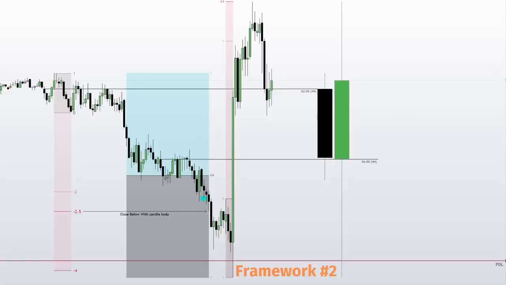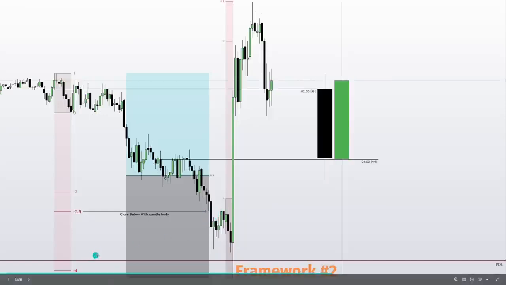and you don't find in this stage one SMT. Price continues in bearish and closes with the body of the candle below the 2.5 deviation. This is one rule in the standard deviation theories. When price closes below the 2.5 deviations with the body of the candle, it's high probability for price to continue to the 4 deviations, and this is the second silver bullet zone.